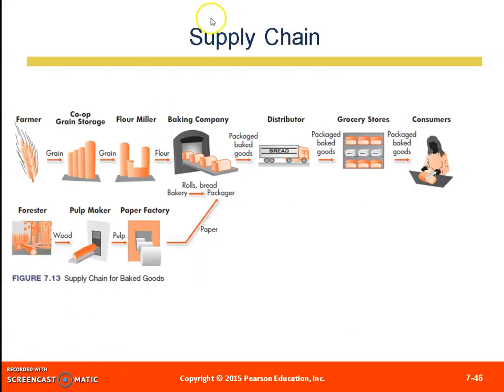So this is basically a supply chain example. For example, if a company is making bread, like Gardenia, you have a good relationship with farmers, the co-op grain storage, the flour miller, and the baking company. And then you have a very good relationship with distributors, grocery stores, and so on until it reaches consumers. So this is what we call supply chain.